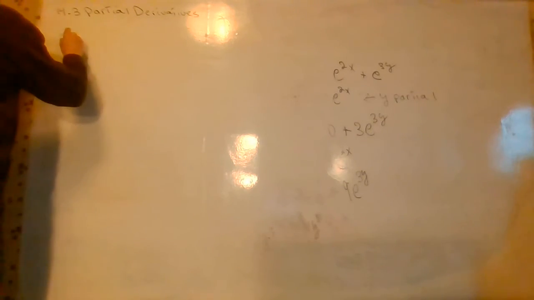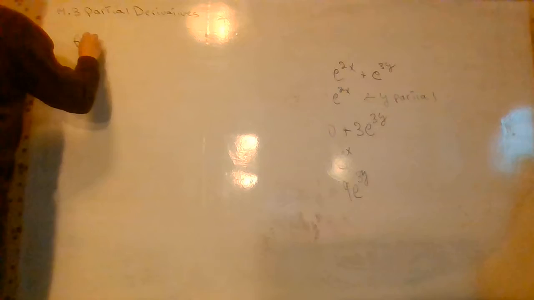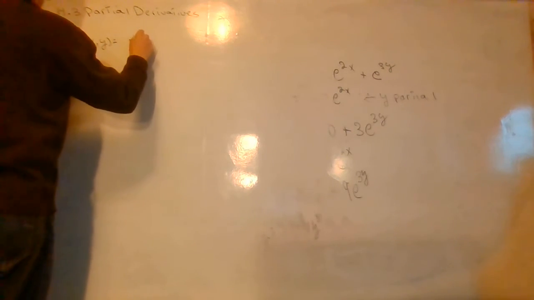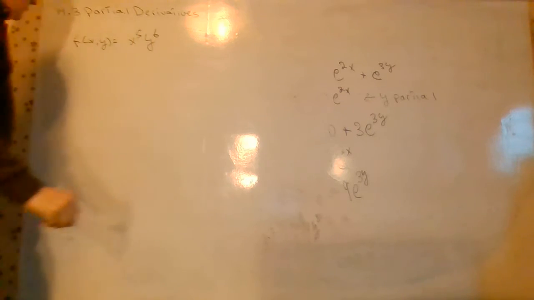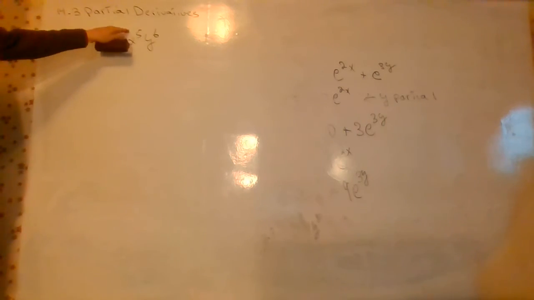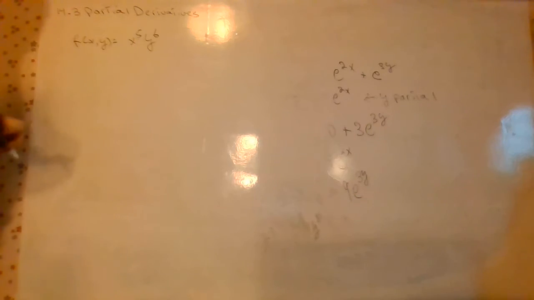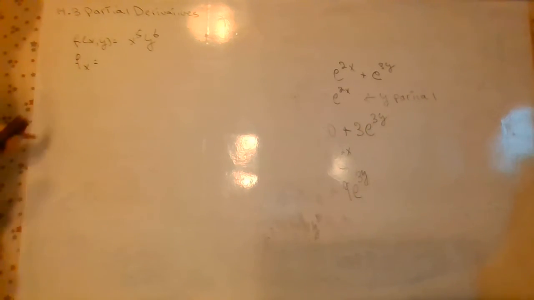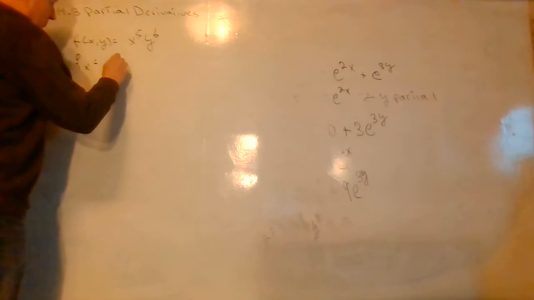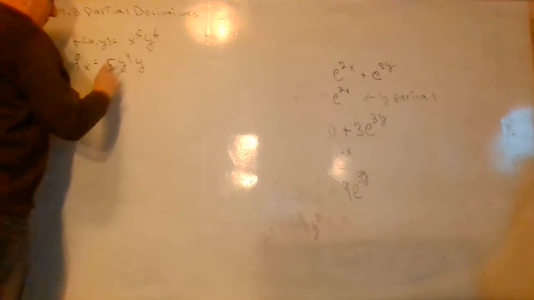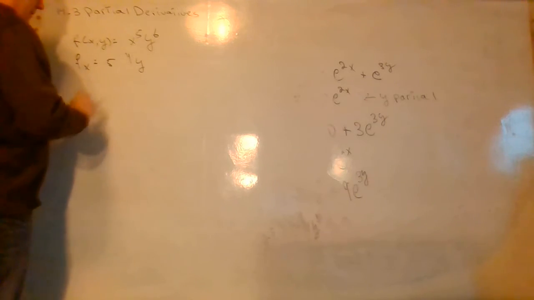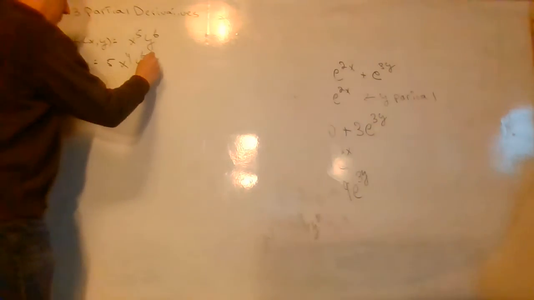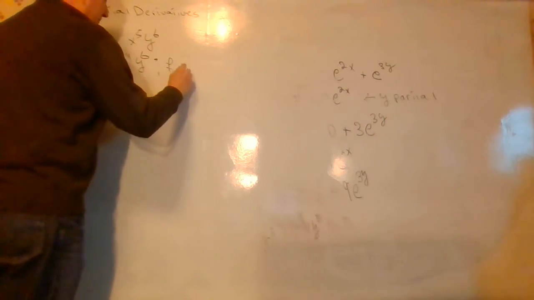One more example. Let's consider f of x, y equals x to the fifth, y to the sixth. And suppose we figure out the x partial, and that gives us 5x to the fourth, y to the sixth. I keep mixing up x and y, sorry about that. And then suppose we do f sub x, y.